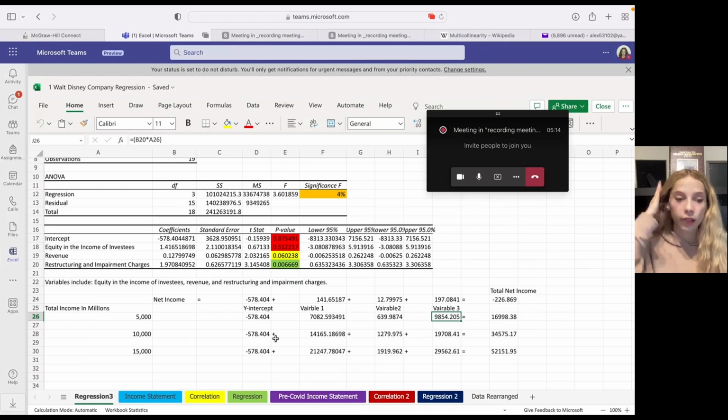But if we were to run another regression on the revenue and restructuring, now this would be totally different as those variables do have multicollinearity. But from what was given, our total net income would be a little off because our R-square is only at 42%. But the variables included, revenue, restructuring, and impairment charges, would be multicollinear in guessing the total net income and hold more weight than the other variable chosen, the equity and the income of investees.